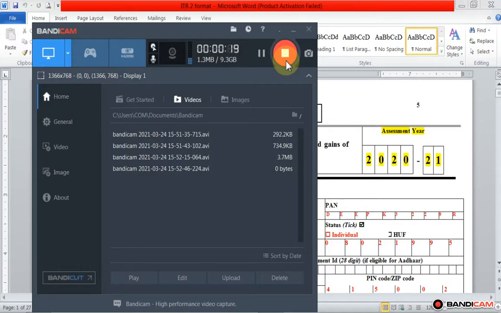ITR 2 is applicable for those assessees who earn income from commission, who earn income from interest. That is a consignee. Consignee means agent, so an agent gets a commission. For example, an LIC agent earns income from commission, so the LIC agent can file ITR 2.